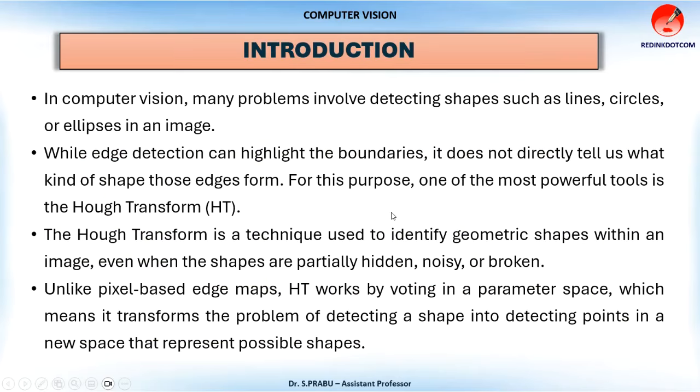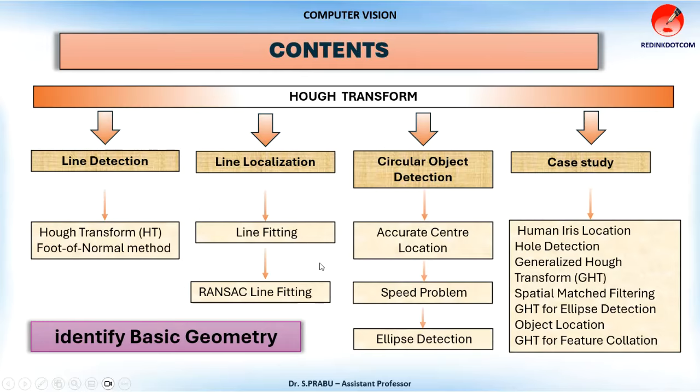We need a special mechanism to identify these basic shapes. For this purpose, we are using a technique called Hough transform. This Hough transform converts the image into a new space called parameter space, in which the calculation can be made to identify the basic shapes like lines and circles. Let's see these topics one by one.